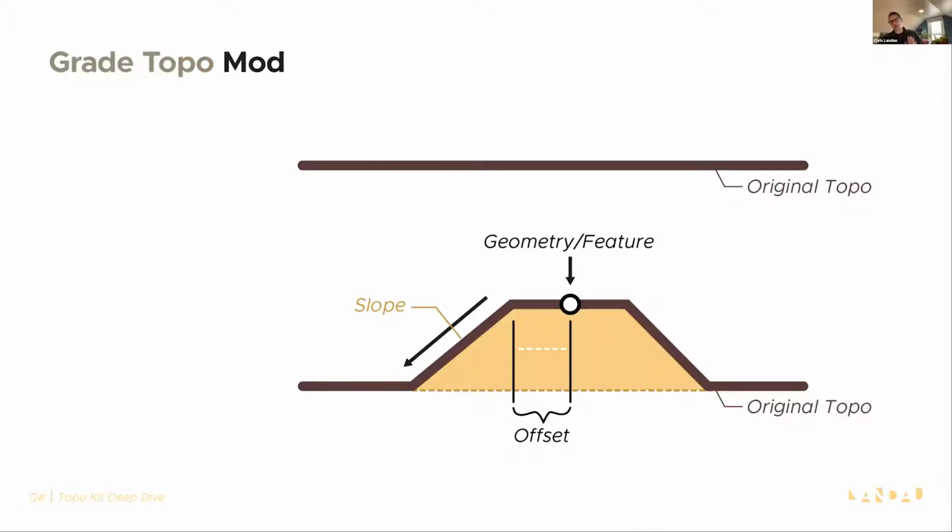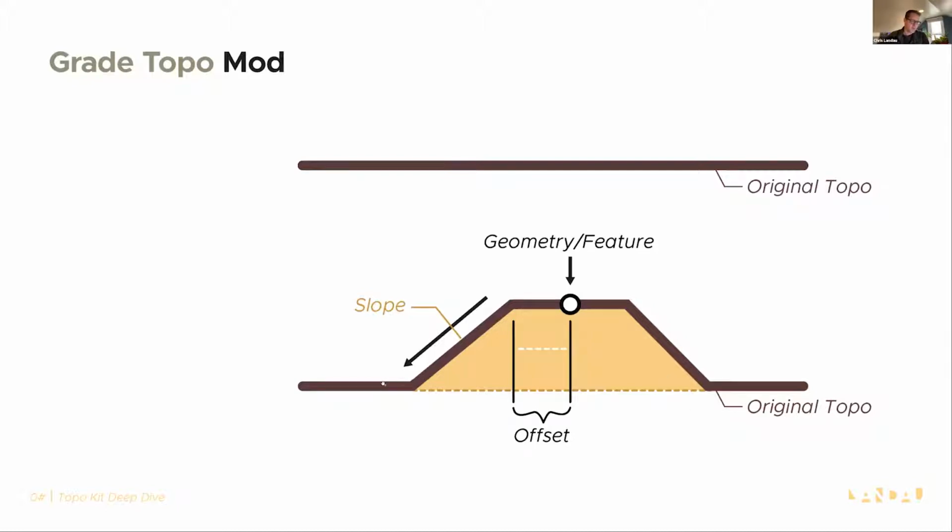So the mods I mentioned, are there any questions so far? Hopefully pretty clear. The mods I mentioned are actually really new. The grade topo mod and the sculpt topo mod are new additions in the most recent version 1.0.5 of Topo Kit.